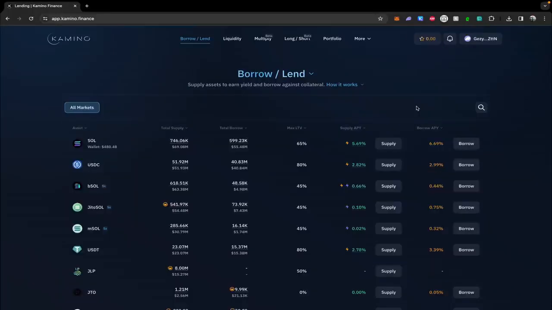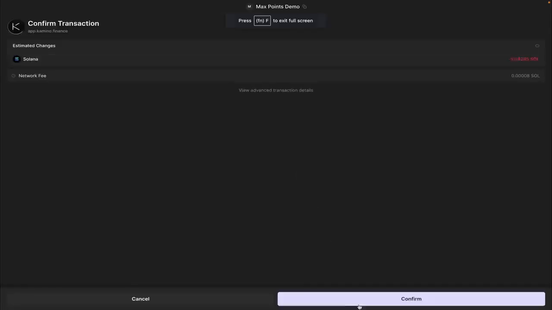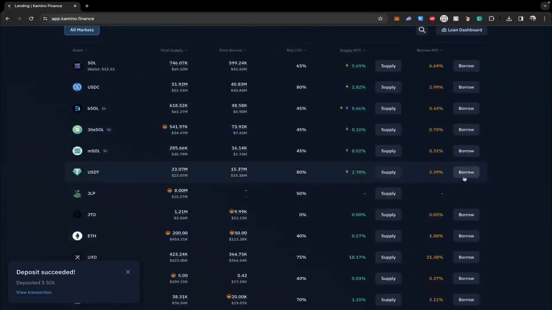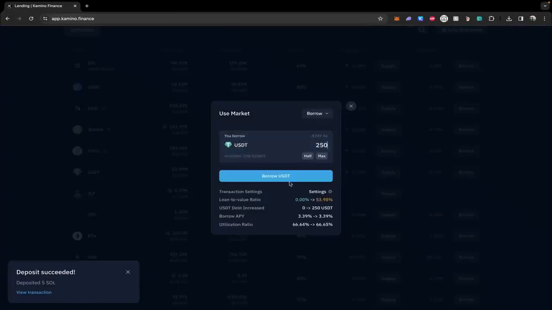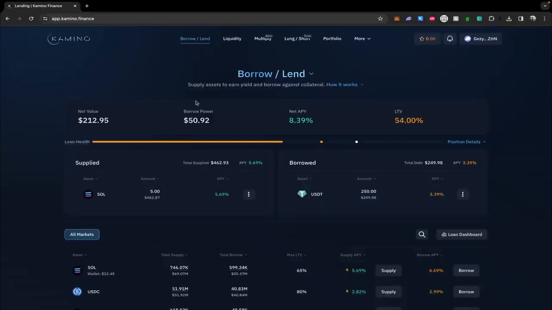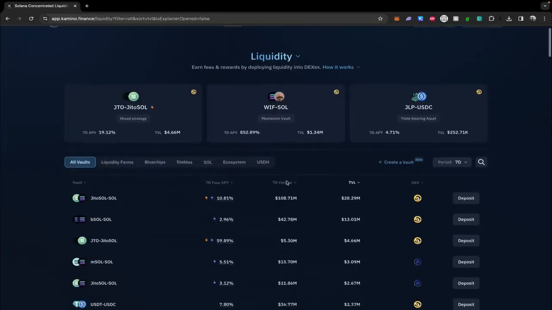The process itself is super simple. I have just over 5 Solana in this wallet. Firstly, we're going to lend our SOL out. Then we are going to borrow 250 USDT against this, leaving us a little bit of wiggle room. We don't want to totally max out our borrowing limit here. Next, we are going to head over to liquidity at the top menu and add our USDT to the USDC USDT liquidity pool.